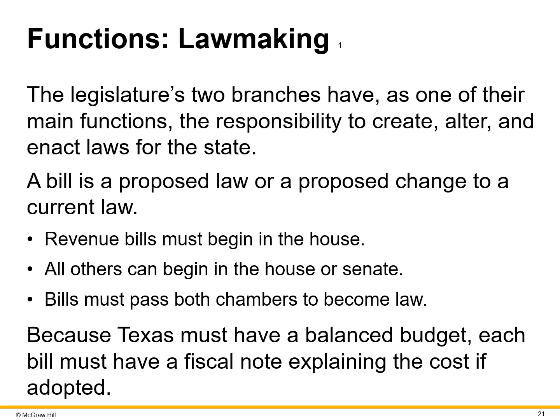Functions: lawmaking. The legislature's two branches have as one of their main functions the responsibility to create, alter, and enact the laws for the state. A bill is a proposed law or proposed change to a current law, such as the revenue bill that must begin in the House. All other bills can begin in the House or the Senate. Bills must be passed by both chambers to become law. Because Texas must have a balanced budget, each bill must have a fiscal note explaining the cost if adopted.